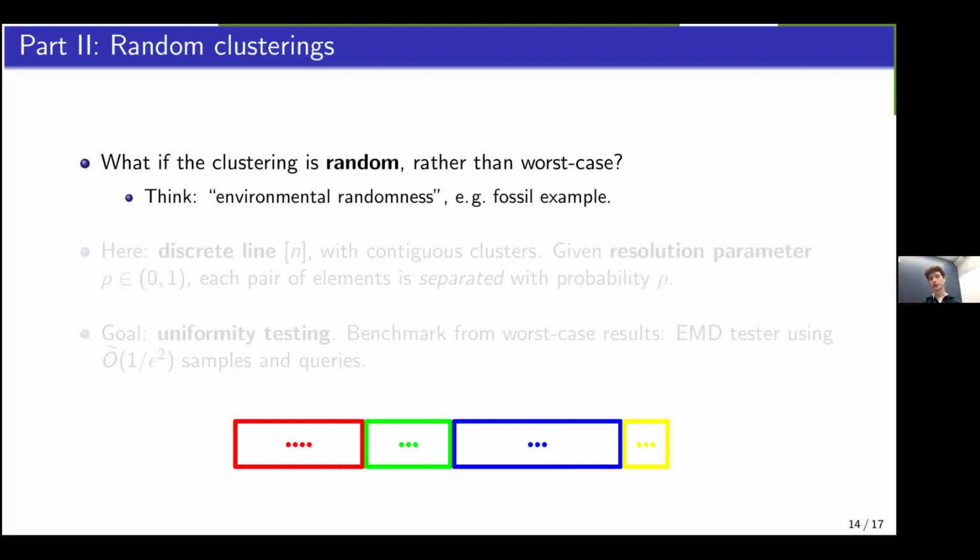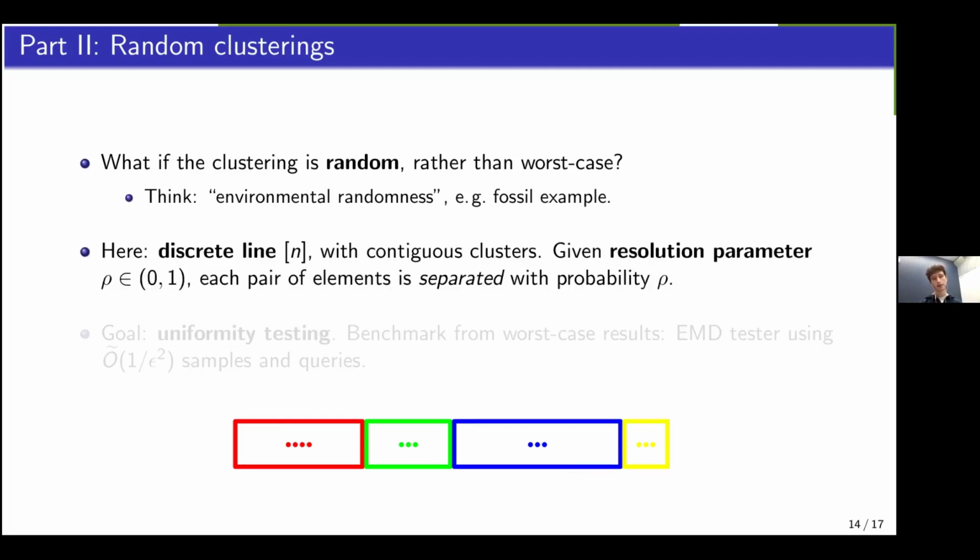And there are also some applications related to distribution-free property testing tasks. I invite you to look at the paper for more details on that. So we would like to understand, can we do anything better when we have these random clusterings? Let me fix as the domain the discrete line from 1 to n, and assume that my clusters are contiguous. This is the problem that we're going to be studying to start attacking this question.